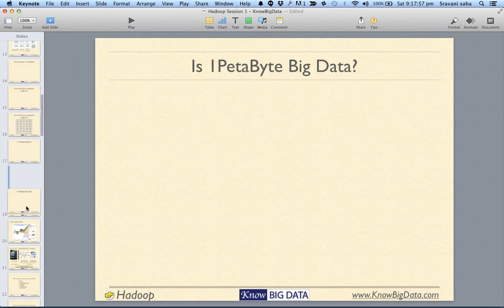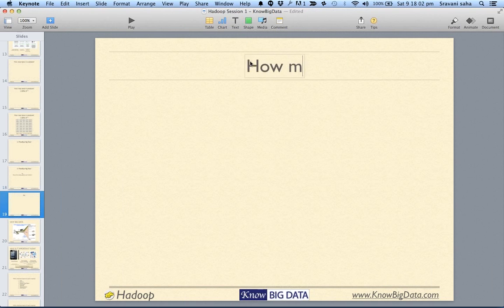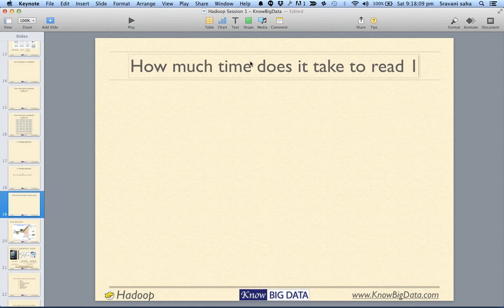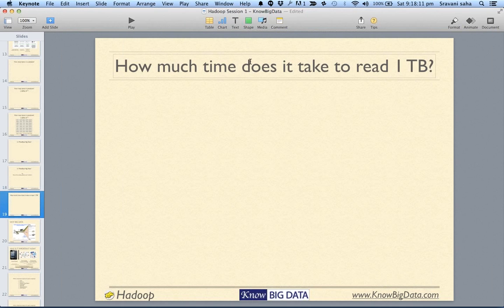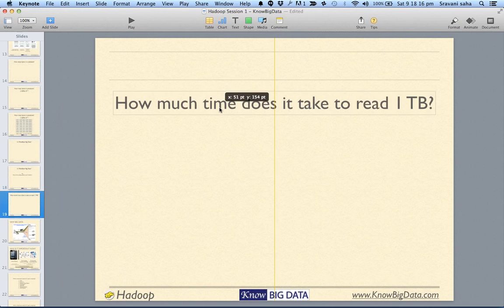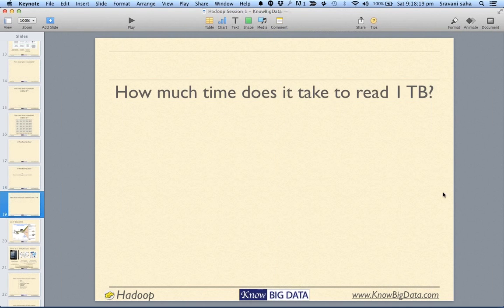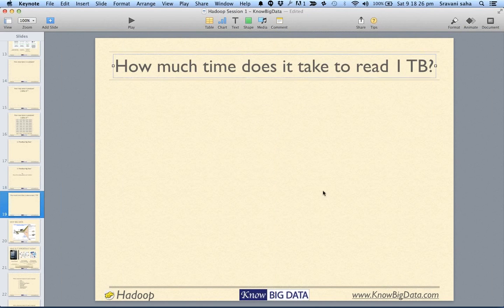Let me just create a quick question for you. Now my next question to you is, how much time does it take to read 1 TB? Anyone? How much time do you think it takes to read 1 terabyte of data? Sweta says 6 hours. Anybody else?